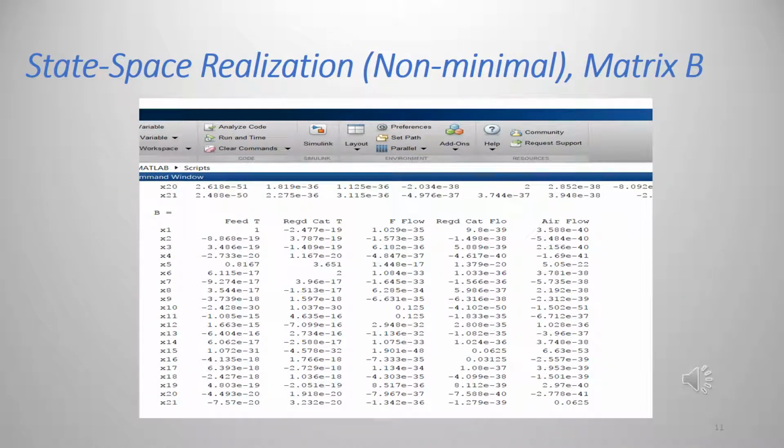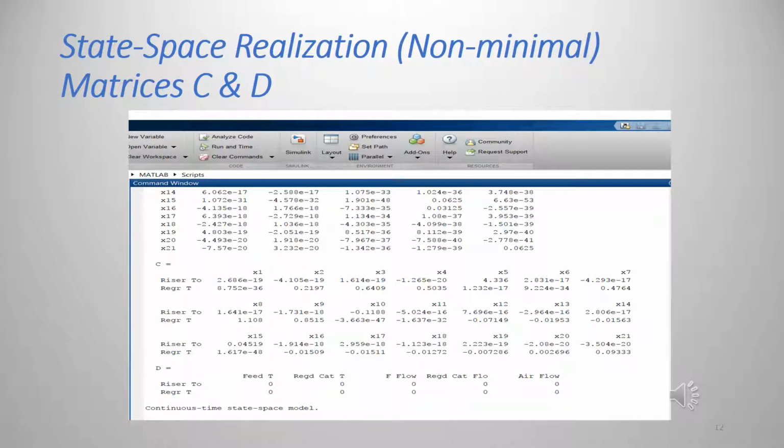Matrix B has 21 rows because we had 21 states, and also 5 columns because in the model there are 5 inputs. Matrix C has only 2 rows because there are only 2 outputs, regenerator temperature and reactor temperature, and it has 21 columns because there are 21 states. Matrix D is all zeros.